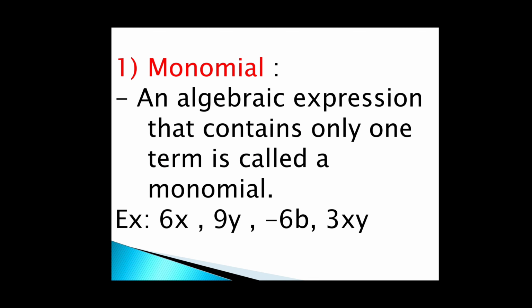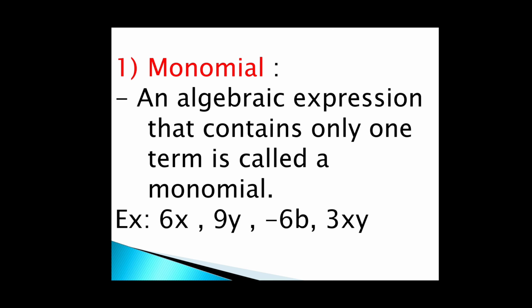Now, there are several types of algebraic expressions. The first type is called the monomial. Mono means single, correct? An algebraic expression that contains only one term is called a monomial. One term means, see here, 6x, correct? Does it have one more term with it, like plus 3y? No. So 6x is a single term. So that is called a monomial.